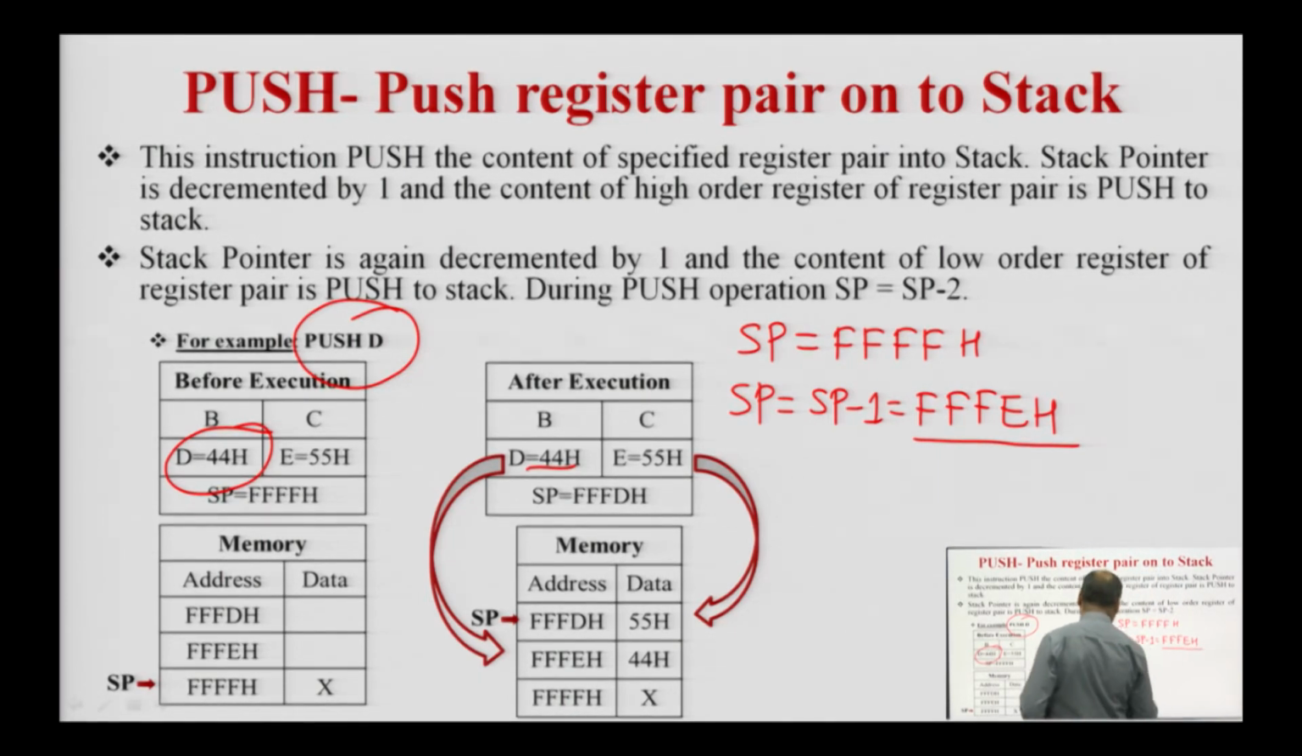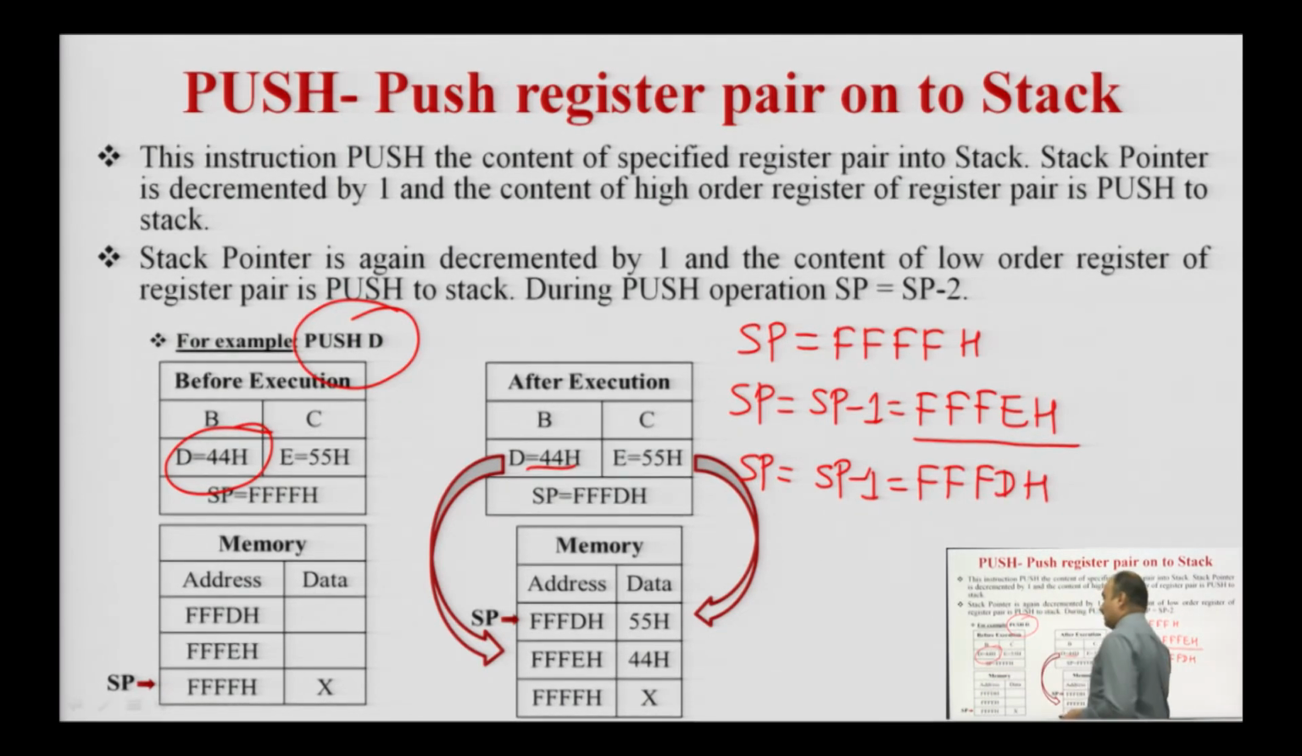Then the microprocessor again decrements the stack pointer by 1. So, here SP = SP - 1, and it becomes FFFDH. In this memory location the microprocessor will push the content of the E register, which is nothing but 55H. So, the microprocessor decrements the content of the stack pointer by 2 after the execution of this push instruction.